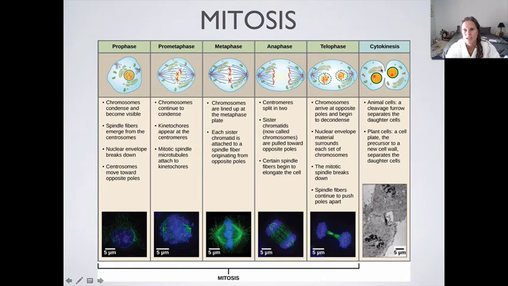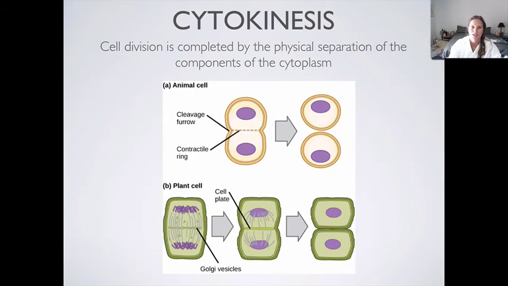So telophase and cytokinesis are kind of a continuum. In animal cells, they call this a cleavage furrow, where the cell sort of gets squished in the middle, and then ultimately they pull apart. Those two new cells are exactly the same as the parent cell that we started with. Animal cells do this a little bit differently than plant cells.